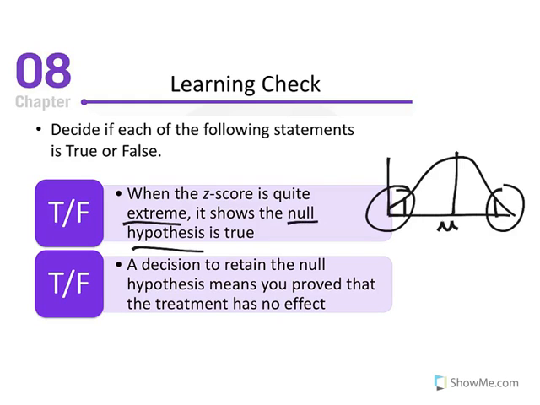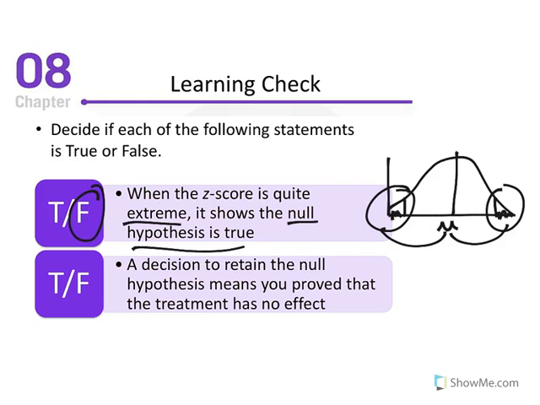The null says no change, no difference. So if our sample means are out here in the tails, then we are showing a change. And statistically speaking, it's probably a significant difference because of the probability of those values occurring. So this statement is false. When the z-score is quite extreme, it shows that the null hypothesis is not true, that we get to reject the null. We get to reject the idea that there is nothing happening, and we have support that something is happening, that there is a treatment effect or a difference between the quasi-independent variable groups that we are studying.